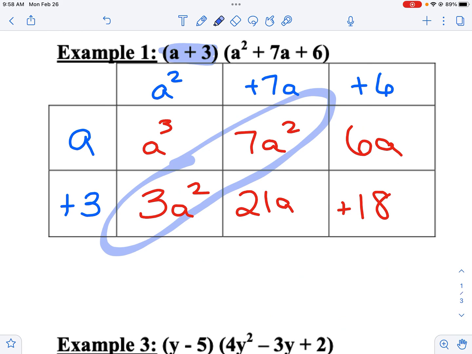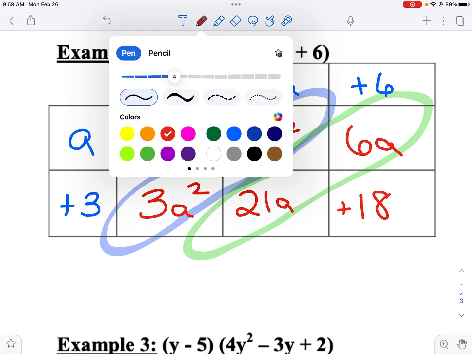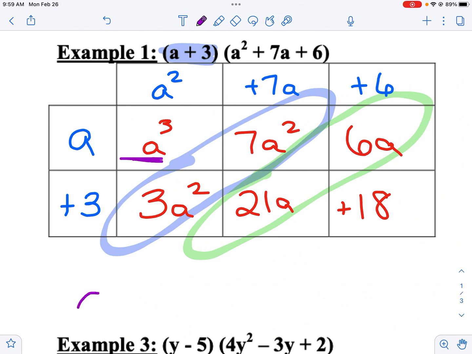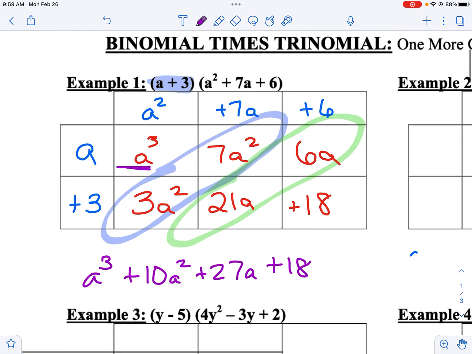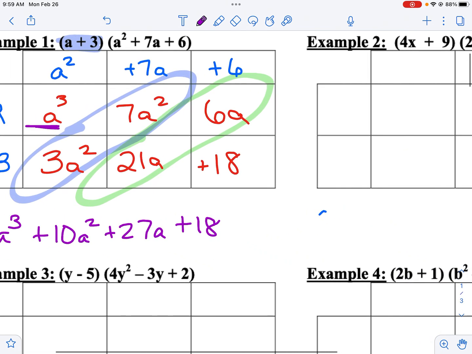What I really like about the box method is it organizes the combining like terms. So the diagonals are my combining like terms. So I'm ready to write my final answer. I use this first box, a to the third power. I add up the blue diagonal, so 3 of them plus 7 of them is 10 of them. Notice it's still a to the second power. That did not change. Then I'm going to add up the green ones, 21a plus 6a, which would be 27a. And then finally the last term, which is 18. So pretty much like multiplying binomials, we just have an extra column.